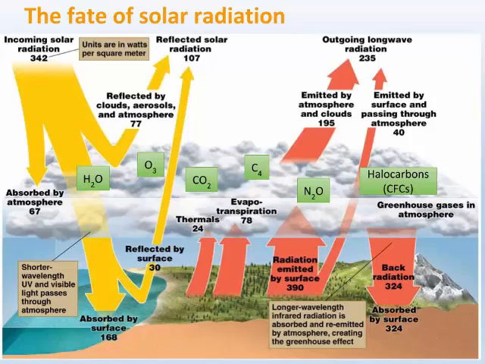It is very important to note that incoming solar radiation is energy with a shorter wavelength compared to the infrared radiation that is re-emitted by the Earth. This is why the solar radiation is referred to as a shorter wavelength radiation, and the infrared radiation re-emitted by the Earth after absorbing the solar radiation is referred to as a longer wavelength radiation.